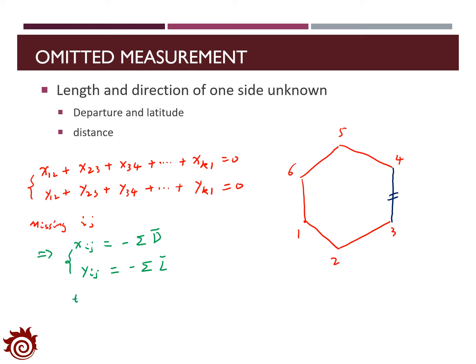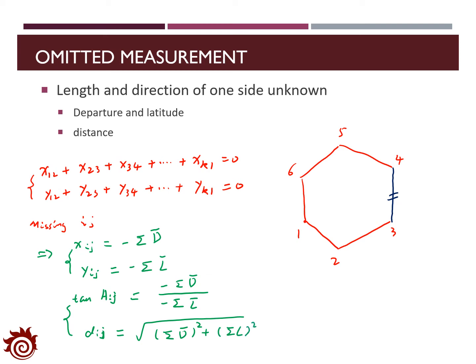We have the value of tangent Aij, which is the azimuth of the missing segment, equal to minus summation of D divided by minus summation of L. Also, we can estimate the distance as dij equal to the square root of the summation of D squared plus the summation of L squared. So that's the way for us to handle the missing segment for one side.